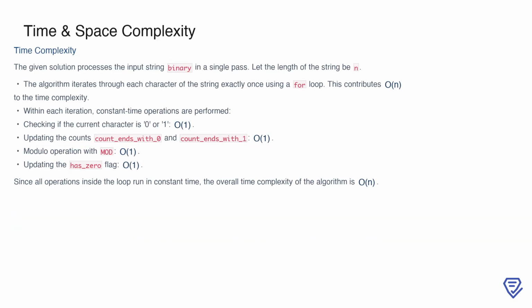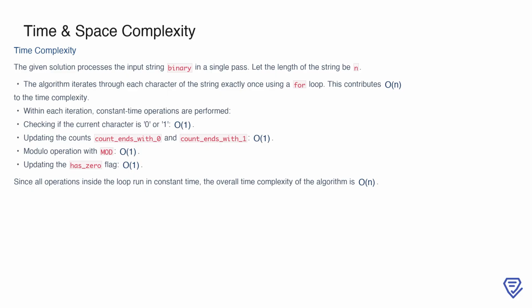Here, we analyze the time complexity of the solution. The algorithm processes the input string, binary, in a single pass, where n is the length of the string. It iterates through each character exactly once using a for loop, contributing O(n) to the time complexity. Within each iteration, all operations are constant time.